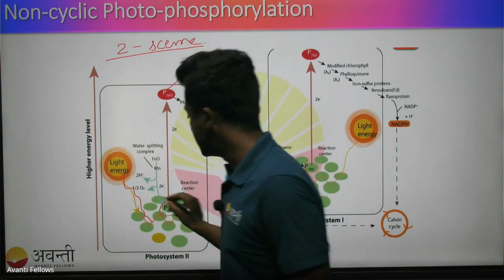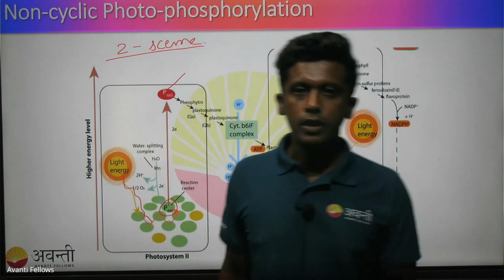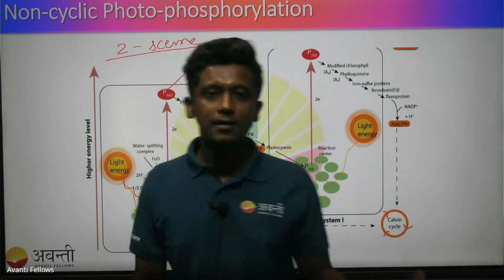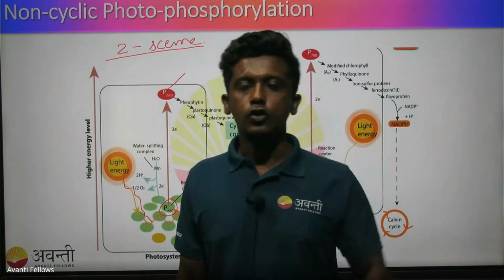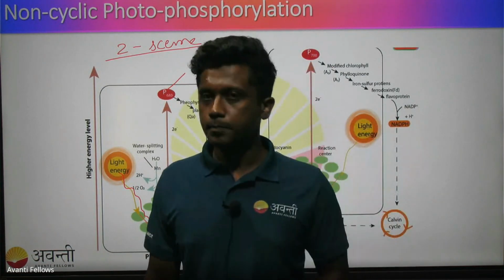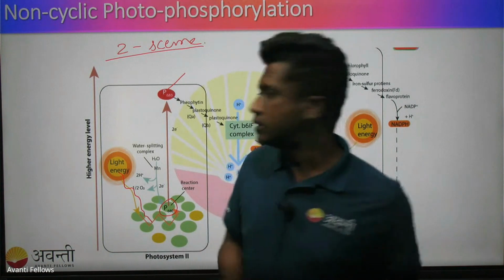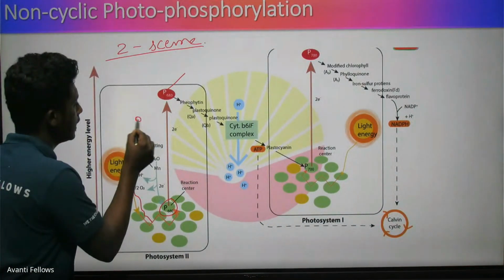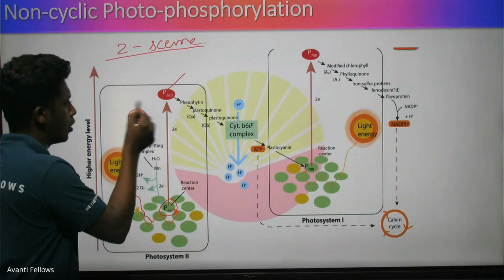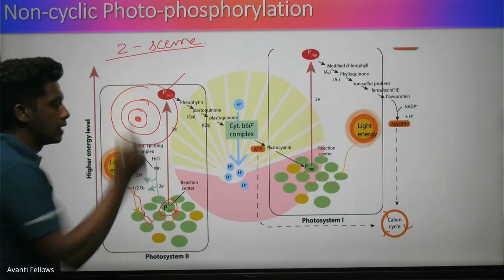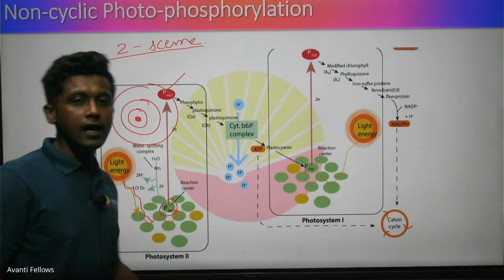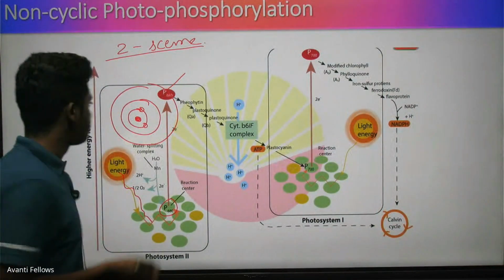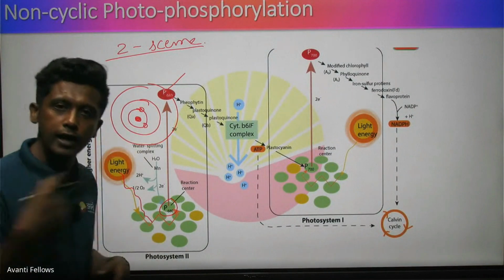There are atoms within our chlorophyll pigments, and these atoms have electrons. These electrons get excited. Why do they get excited? The electrons are arranged around the nucleus in orbitals, which we call atomic orbitals. They keep revolving around the nucleus of the atom.